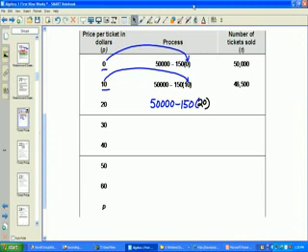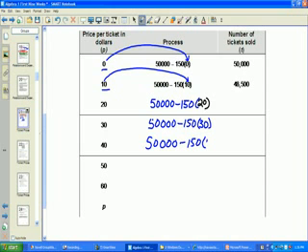So then the next one you're gonna put in, we're gonna have 50,000 minus 150 times 30. I got 48,000. And then we're gonna do 50,000 minus 150 times 40. You can type it in just like you see it.